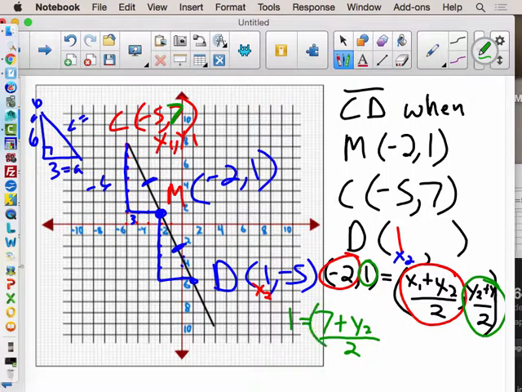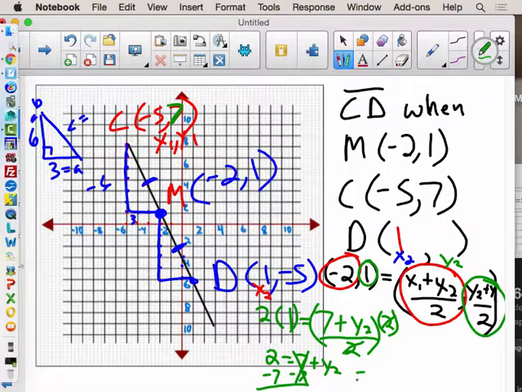Okay. So now I'm going to take this whole thing and multiply it by 2, and whatever I do on one side of the equation, I have to do on the other. Well, if I'm multiplying by 2 and dividing by 2, those two cancel each other out, right? And then I'm left with 2 is equal to 7 plus y sub 2. And we want to know what y sub 2 is, because that's what we're solving for. So I can find that by subtracting 7 from both sides. These cancel. And what's 2 minus 7? Yeah, so we would say that -5 is equal to y sub 2.